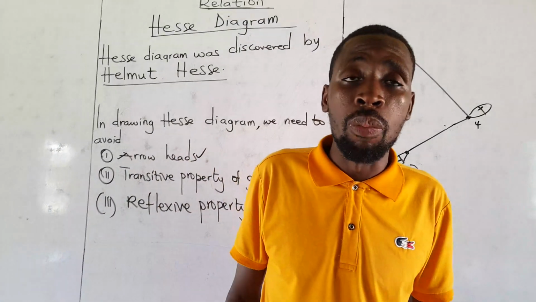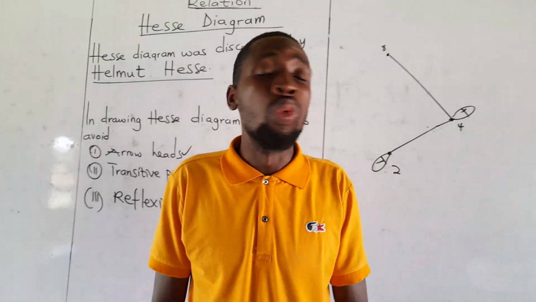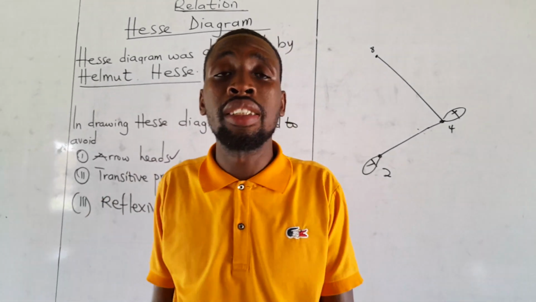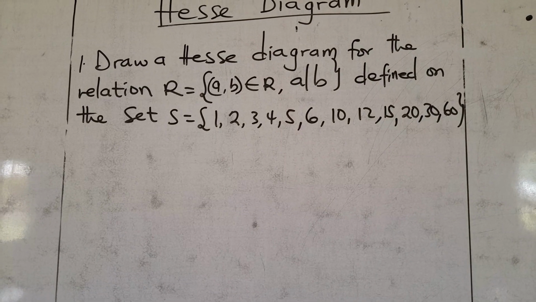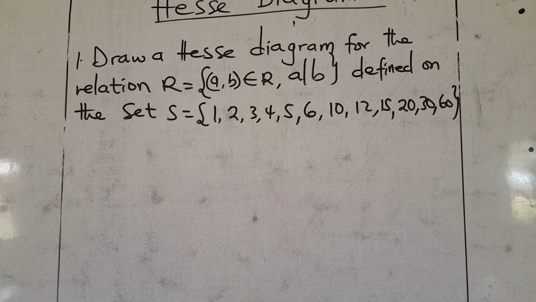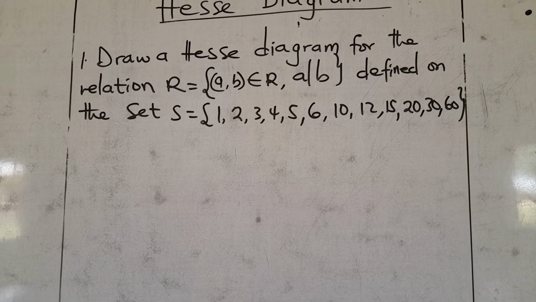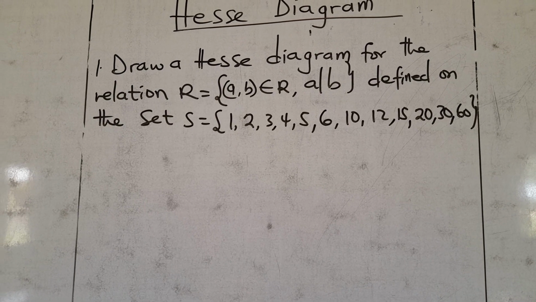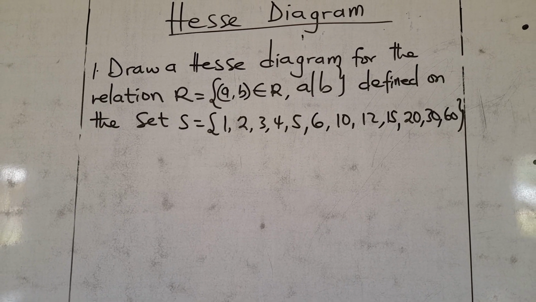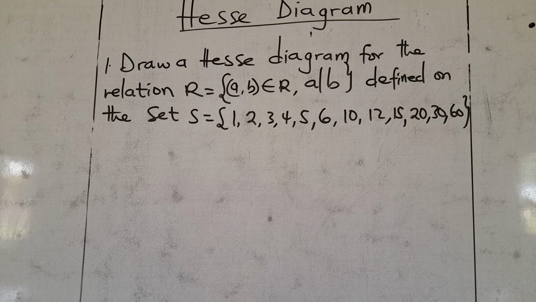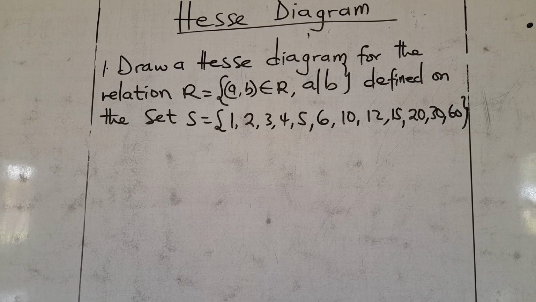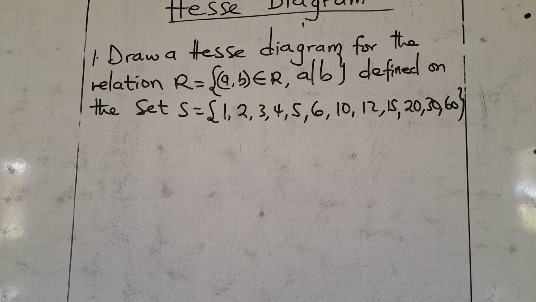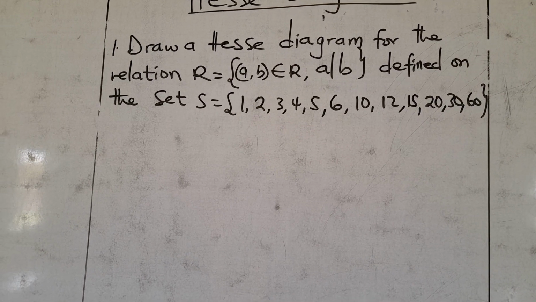So now we take a sample question and see how we can draw a Hasse diagram for a relation defined on a particular set. So our first example says we should draw a Hasse diagram for the relation R equal to the ordered pair (a, b), a member of the relation where a divides b, defined on the set S with elements 1, 2, 3, 4, 5, 6, 10, 12, 15, 20, 30, 60. So how do we draw a Hasse diagram for this?